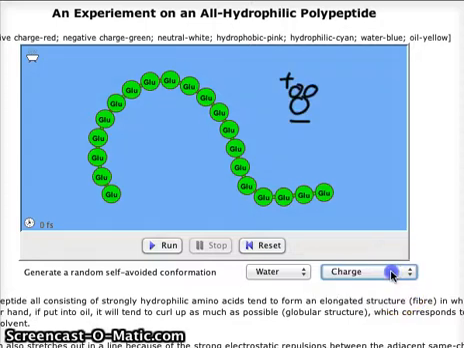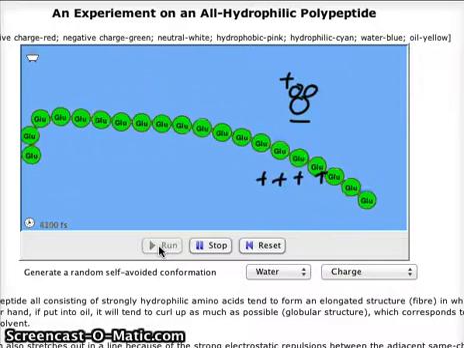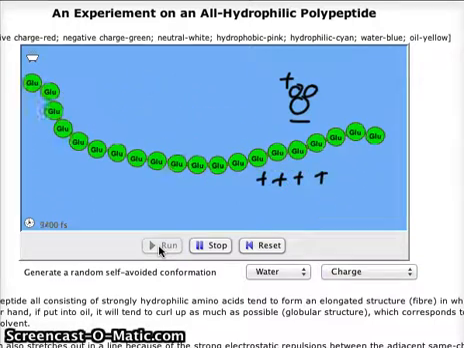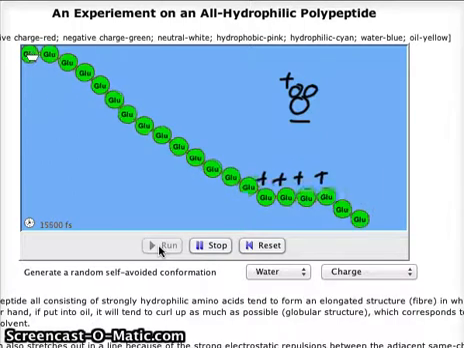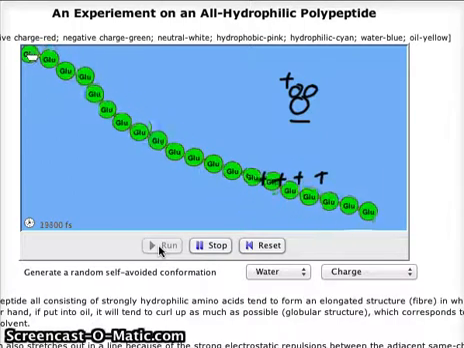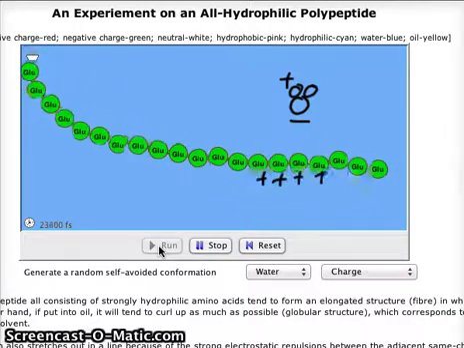The charge is N, and I believe these are positive. So what they're doing is they're attracted to the oxygen. So when we press run here, they all spread out because they all like water. So it spreads out in water. Alright, so hydrophilic spreads out in water because it likes water. They all want to see water.